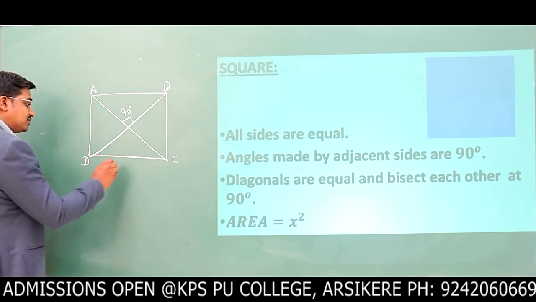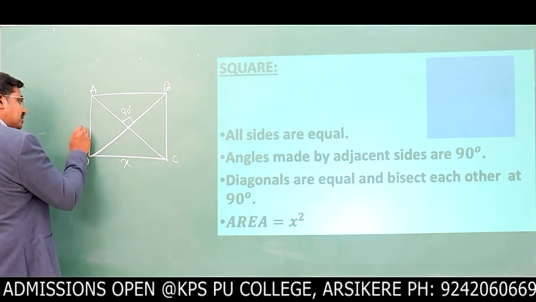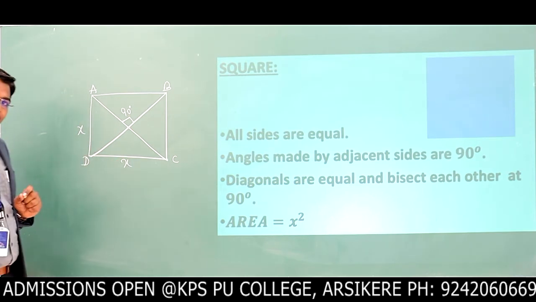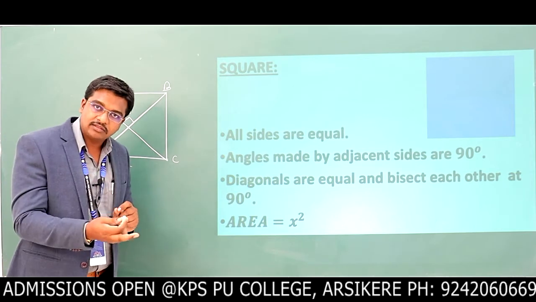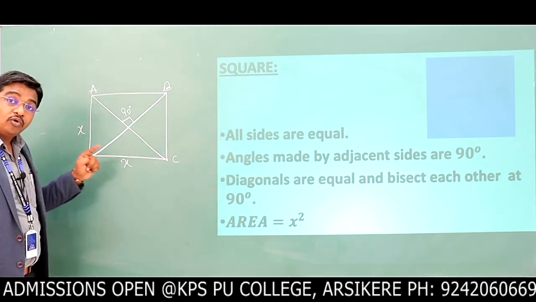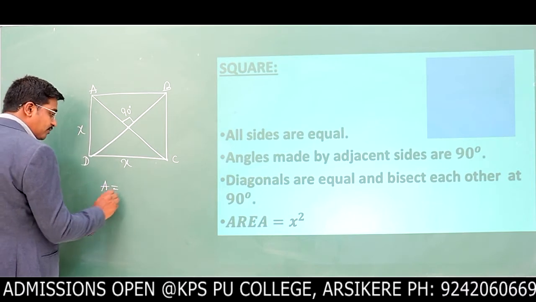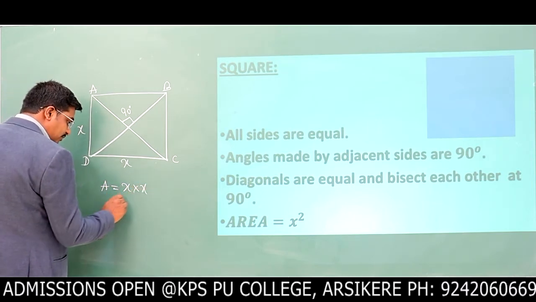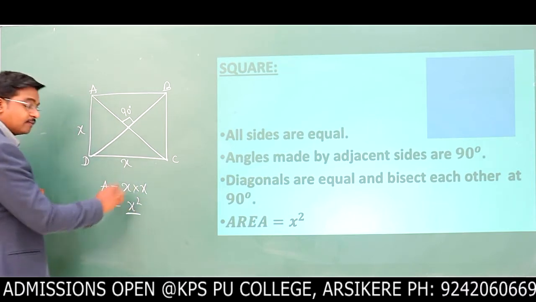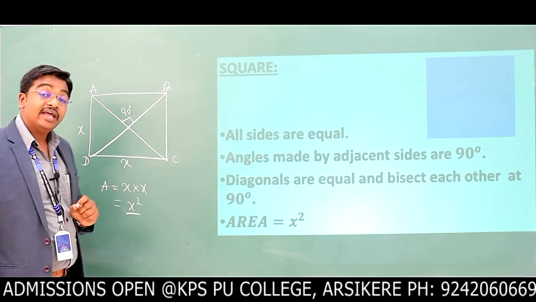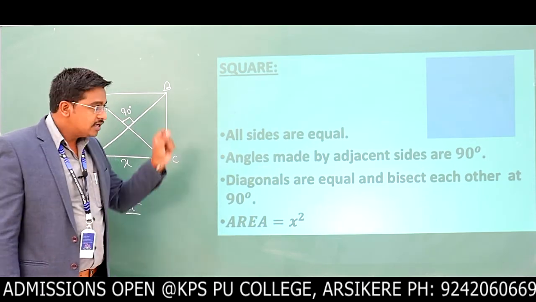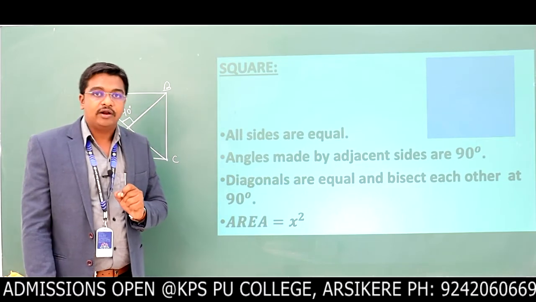Area becomes here, all sides are equal, means here you take x and this is also x. So obviously for rectangle we use length into breadth. So in case of square, both length as well as the breadth are equal. So area of square becomes x into x. This is nothing but x square. Area of square is x square. These are the properties of square.